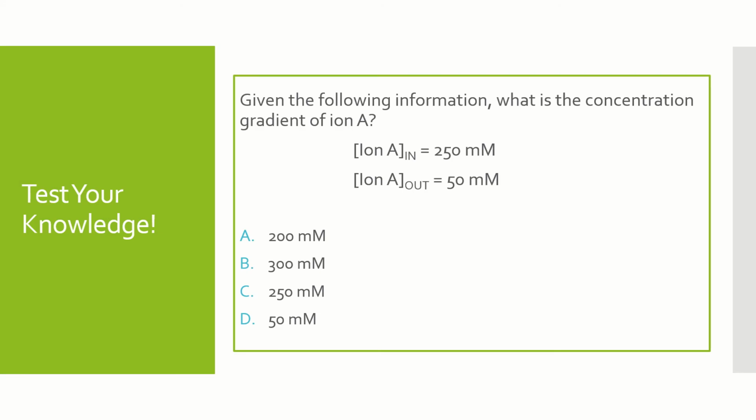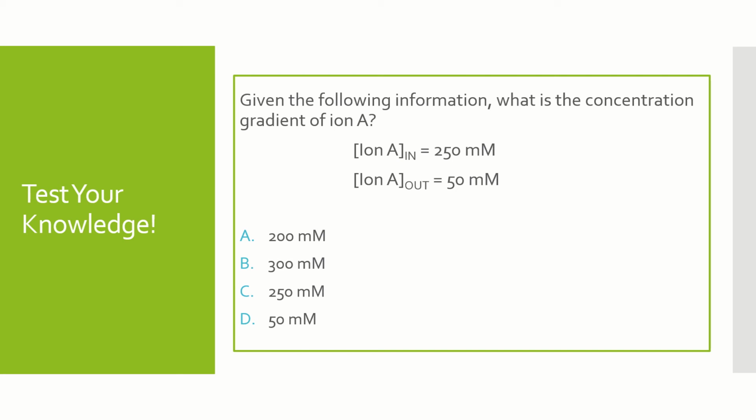So here's our first in-class question. I would suggest taking a couple of seconds to answer this question. Given the following information, what is the concentration gradient of ion A? For ion A, the concentration on the inside is 250 millimolar, and on the outside it's 50 millimolar. Is that a difference of 200 millimolar, 300 millimolar, 250 millimolar, or 50 millimolar? It is up to you. Go ahead and take a couple of seconds to answer that question, and pause the video until you are finished with the question.